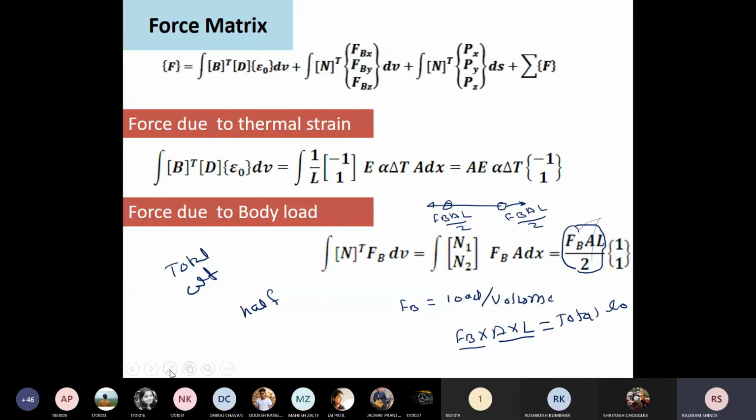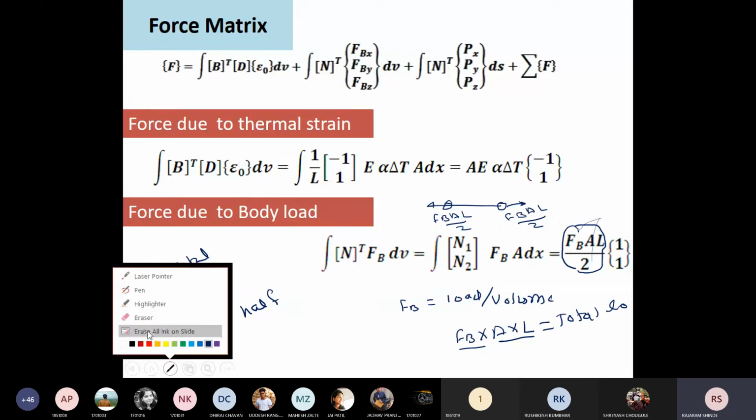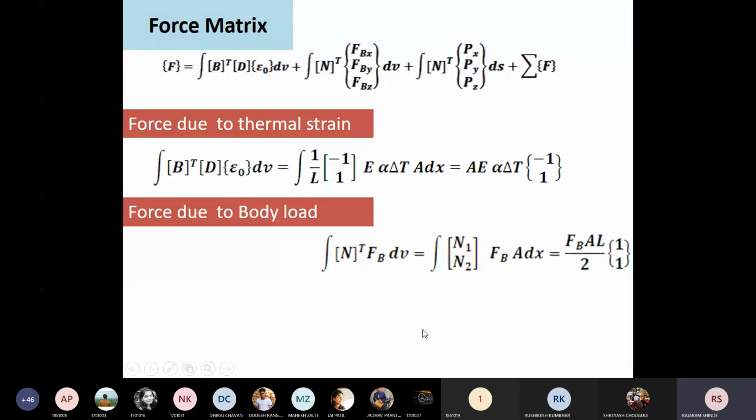Now in this situation you have to use this equation. If we draw the element and consider this as a force matrix, here at this node you have FbAL by 2, that is a load acting on this node, and at this location you have FbAL by 2. Now this FbAL is a total load or total weight.